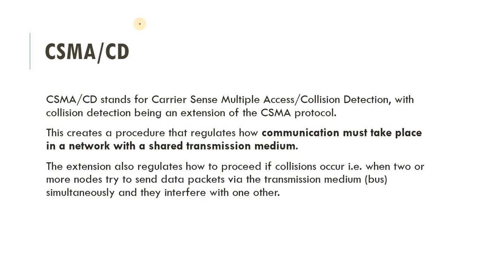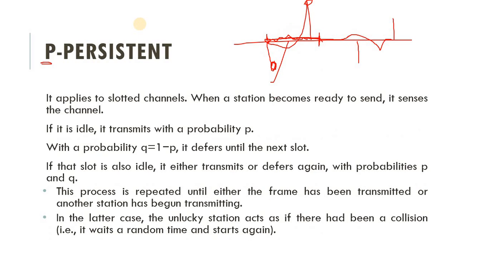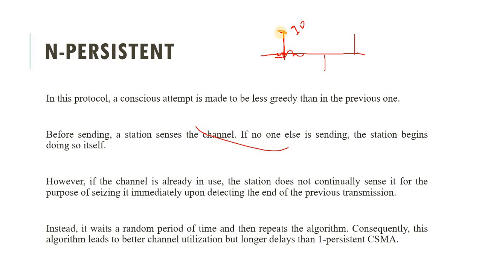Now the next is CSMA/CD. CSMA/CD stands for Carrier Sense Multiple Access with Collision Detection. So as I said, suppose here a node starts sending data and at the same time another node starts sending data. So at that time the data collides.